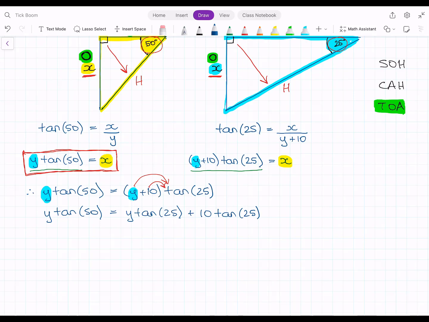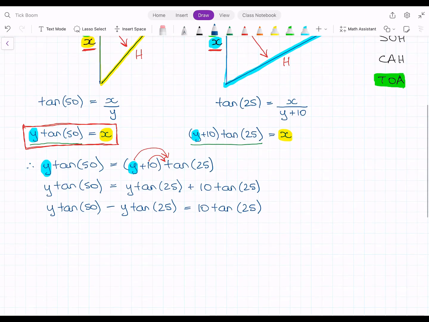And I'll subtract y tan 25 from both sides, so we'll have y times the tangent of 50 minus y times the tangent of 25 equals 10 times the tangent of 25. Now, because we want to isolate the y, let's factorize it out. So we'll have y times, in brackets, the tangent of 50 minus the tangent of 25. And that will all still equal 10 times the tangent of 25.